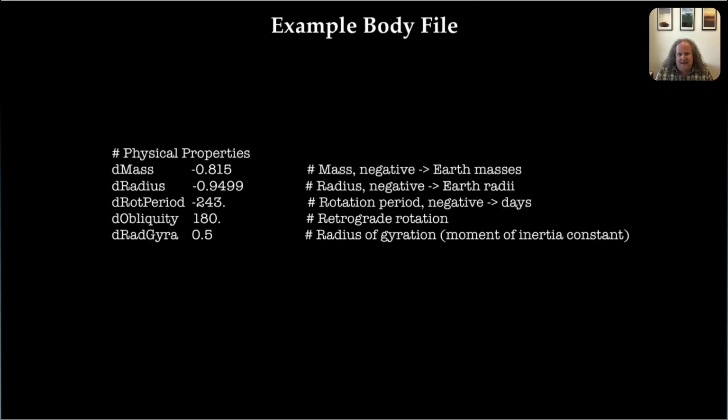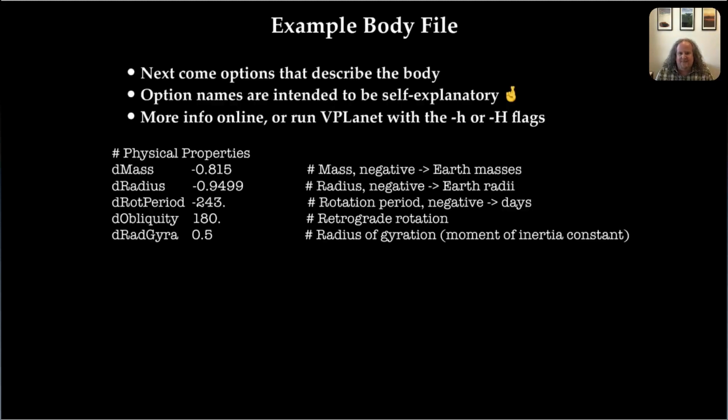Next up are the options that describe the body itself. Our hope is that option names are self-explanatory. You might agree or disagree with that description, but in most cases you can probably know what the output represents by looking at its name. But of course, you can always look at the online documentation, or you can run VPLanet with one of the -h flags to look at the onboard help.